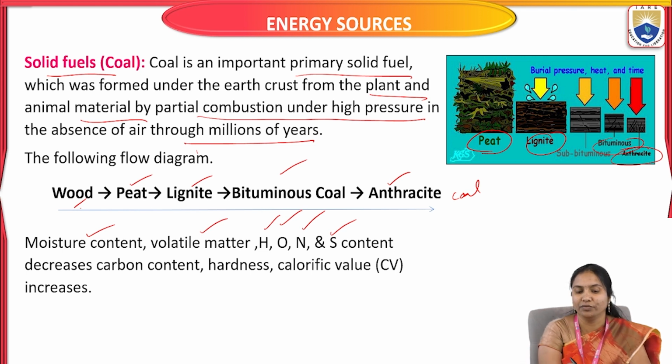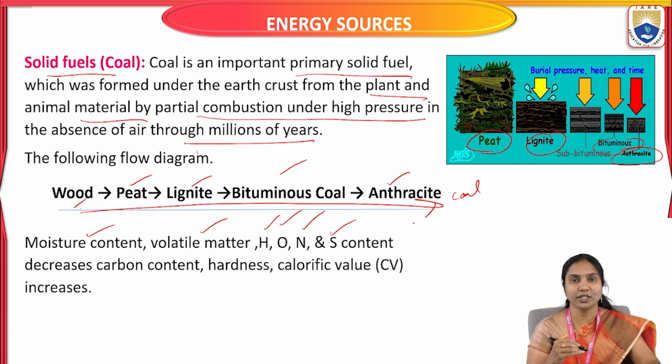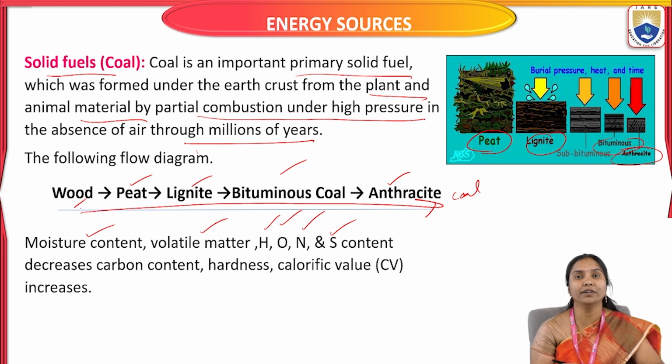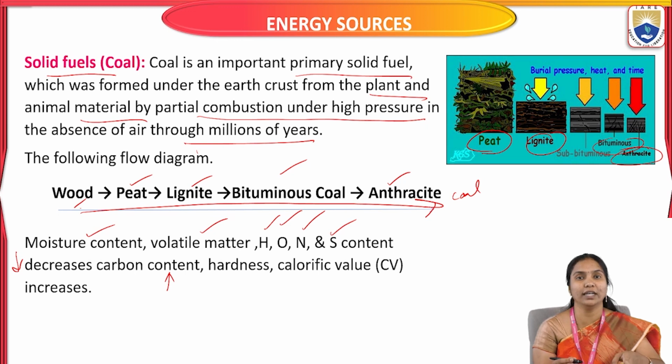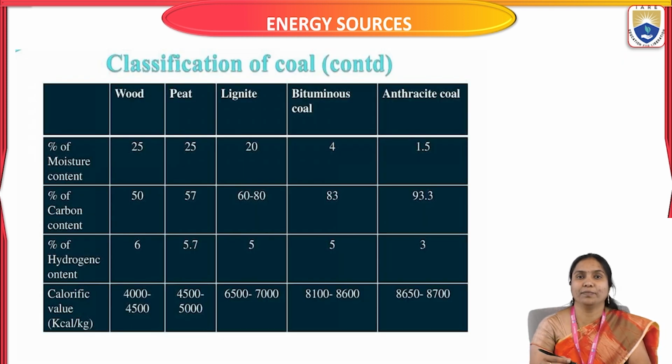From wood to anthracite coal, moisture content, volatile matter, hydrogen, oxygen, nitrogen, and sulfur content decrease, and carbon content, hardness, and calorific value increase. So how much percentage of moisture, carbon, hydrogen, and calorific value is present in this conversion from wood to anthracite coal?